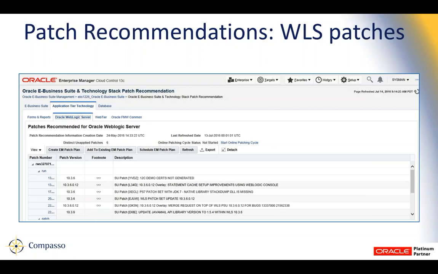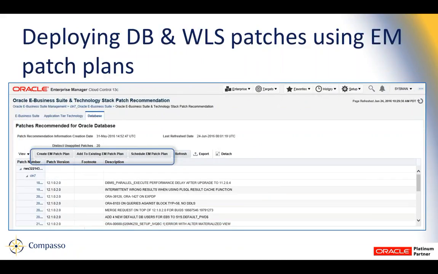Of course, this is your JVM host. This is where your application is running. You're going to have critical updates here for security. Being able to run a report that tells you which critical security updates need to be applied, you'll be able to have those here as well, right? And of course, you'll be able to create and deploy both database and WebLogic patches using the EM patch plans, right?